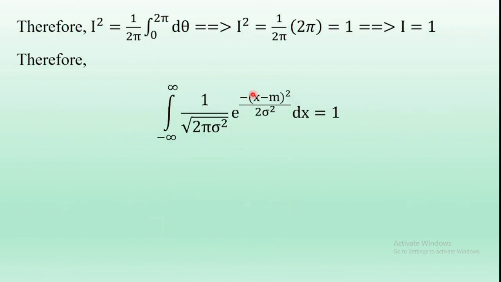So therefore, the area enclosed by the Gaussian density curve is unity, that is integral minus infinity to infinity f of x dx. But f of x is equal to 1 by square root of 2 pi sigma square e power minus of (x minus m) whole square by 2 sigma square, this is the density function.